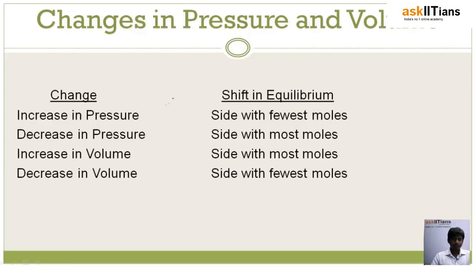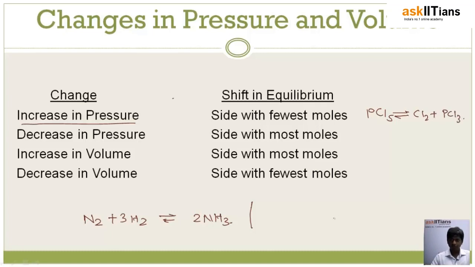Okay, shift in equilibrium. Now, increase in pressure. Suppose you have a reaction. Okay, let's take the same example, N2 plus 3 H2 is reversing to 2 times ammonia. Let's take this example also, and one more example, PCl5 is reversing to chlorine plus PCl3, and one more example, H2 plus I2 is reversing to 2 times HI. Okay, now this is our reaction 1, 2 and 3. We will see the application of this on all the 3 reactions.